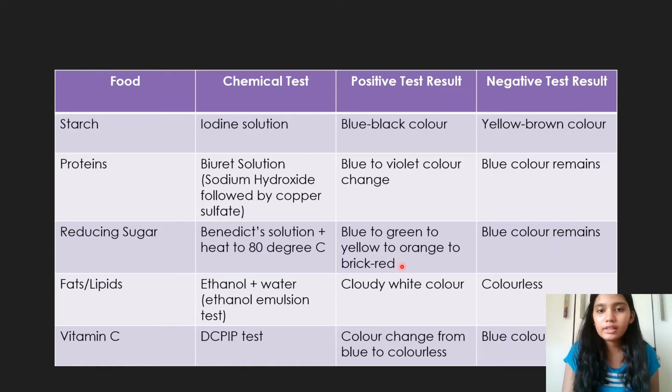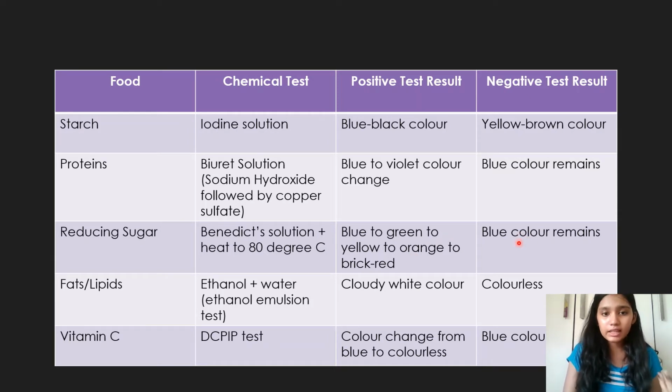You need to know that green, so blue has 0 concentration of reducing sugars, green has slight concentration of reducing sugars, yellow has a greater concentration, orange has a moderately large concentration, and brick red has a massive concentration of reducing sugars. So if you know the color, you will know the concentration of reducing sugar present in the solution. And then again, the negative test result is that the blue color remains.